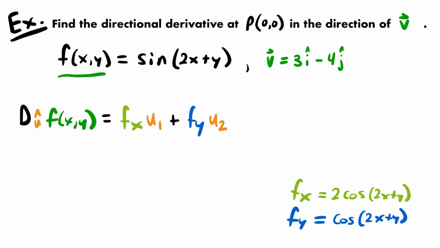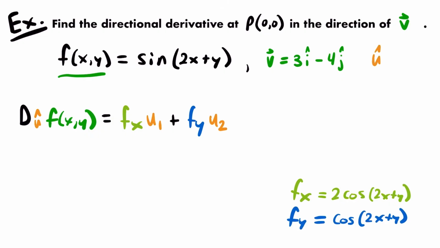You have to check it, because when you're finding a directional derivative, you are required to use the components of a unit vector, not just any vector. So we need to check if this vector is a unit vector. We want to calculate its magnitude and see if it's 1. And if it's not 1, then we want to make this vector into a unit vector by dividing it by its magnitude, right? That's something that we learned how to do earlier in Calculus 3.